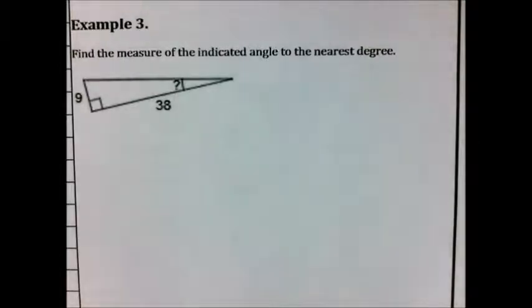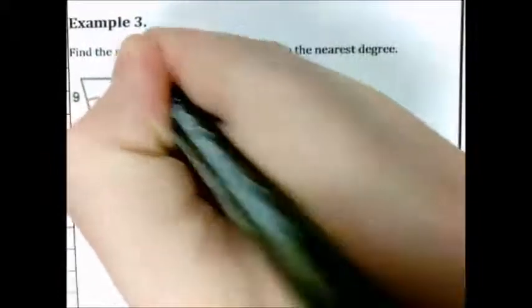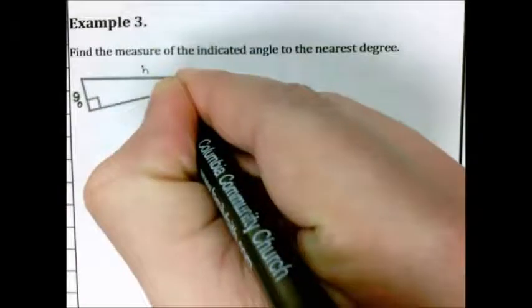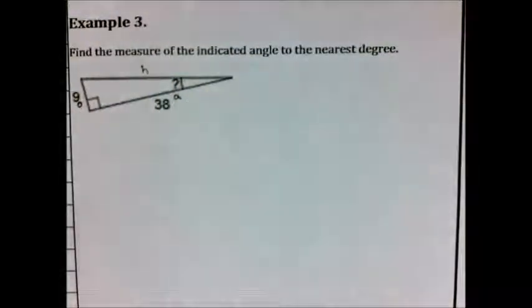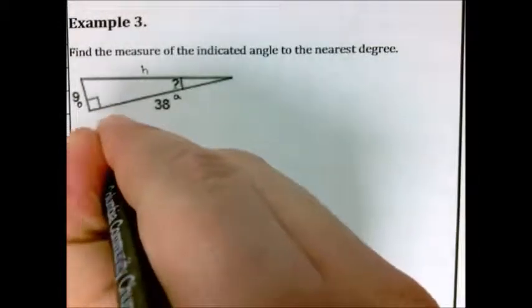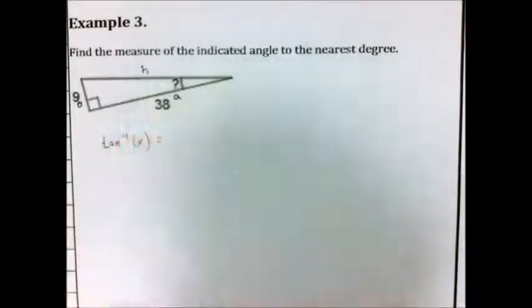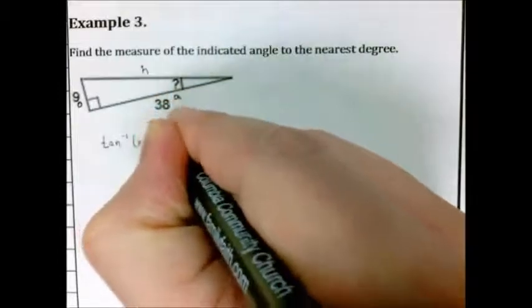Example 3 says find the measure of the indicated angle to the nearest degree. First, we have our hypotenuse here. The opposite side length is here, and that means that 38 is our adjacent. Because we have the opposite and the adjacent, we're going to be using our tangent function. The inverse tangent is opposite over adjacent, which means we put our 9 over 38.